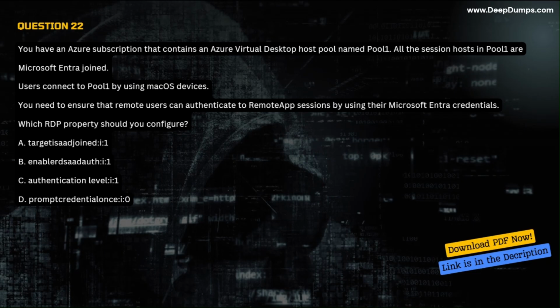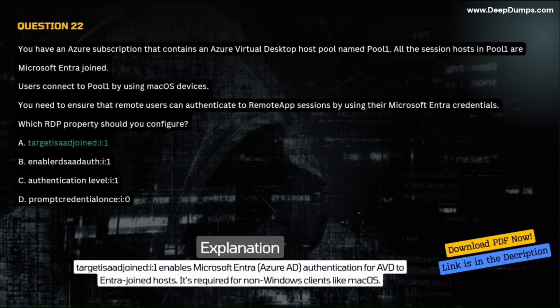Which RDP property should you configure? A. targetisaadjoined:i:1. B. enablerdsaaduth:i:1. C. authentication level:i:1. D. promptcredentialonce:i:0. Correct answer A. targetisaadjoined:i:1. Explanation. targetisaadjoined:i:1 enables Microsoft Entra, Azure AD, authentication for AVD to Entra joined hosts. It's required for non-Windows clients like macOS.